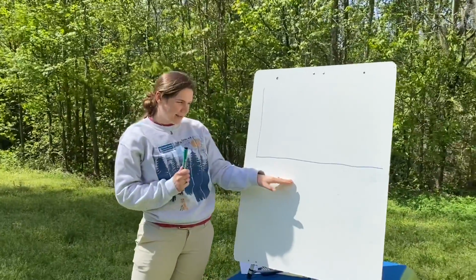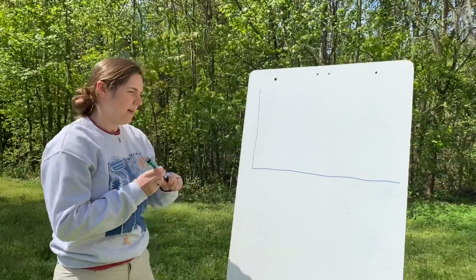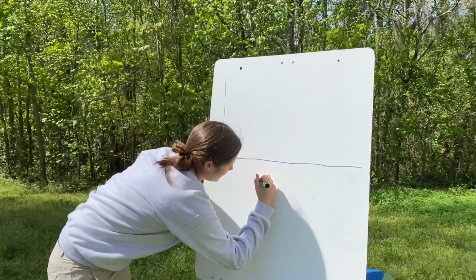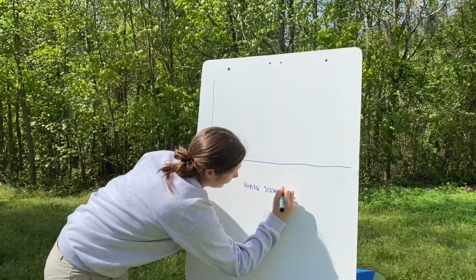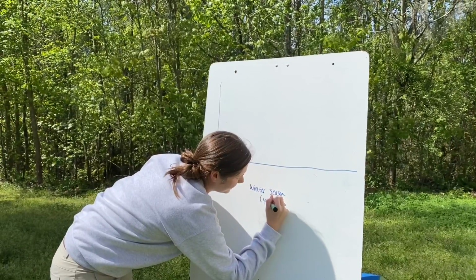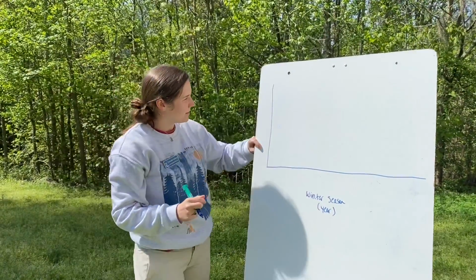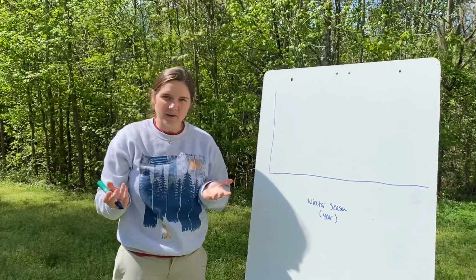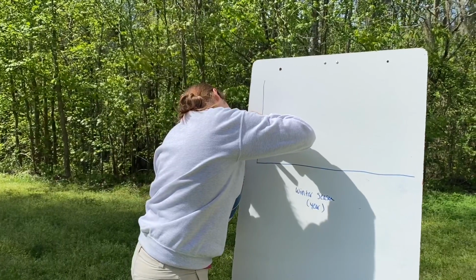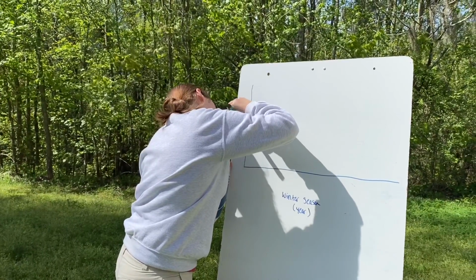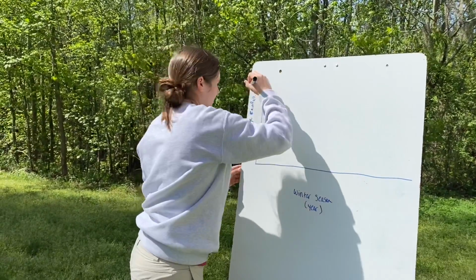And then the x-axis always has the independent variable, which in this case we are looking at time. And our time is the winter season. And that's based on the year. Okay, so that's what we have for our x-axis. And then our y-axis, this is where we have our dependent variable. And that is going to be our average rainfall. And that's going to be in inches.